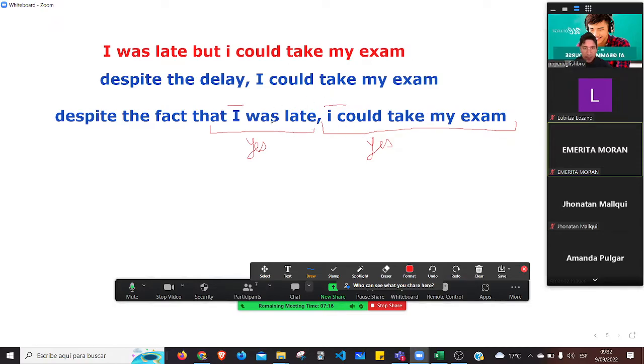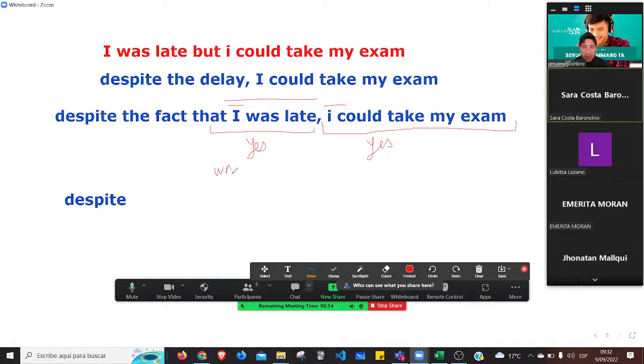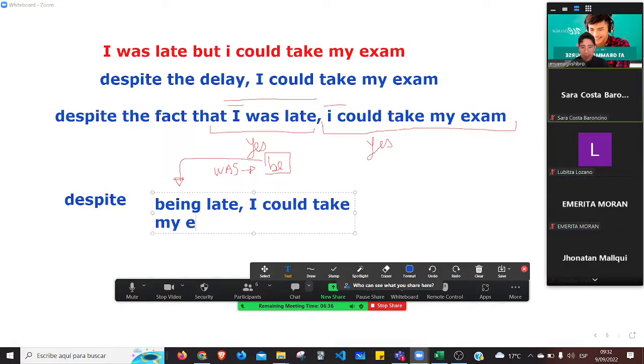Cuando hagamos este proceso, tengamos el mismo sujeto, vas a hacer lo siguiente. Despite, ¿cuál es el verbo principal en esta oración, en "I was late"? El verbo principal. Do you know? Was, muy bien, was. ¿Cuál es la forma base de was? Be. Lo que vamos a hacer es agarrar esta forma base y la vamos a poner aquí con ing. So, despite being late, I could take my exam.